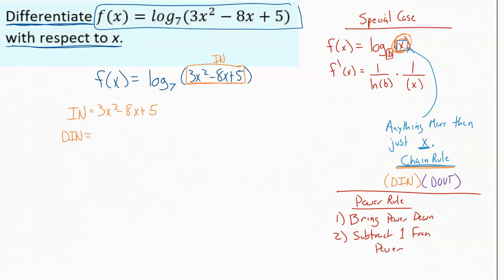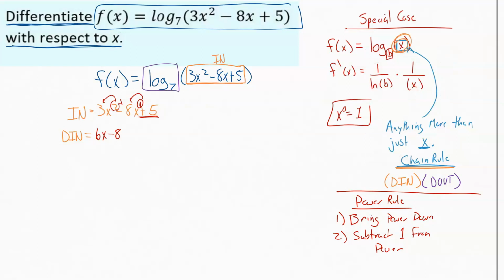So as we look at this problem, applying the power rule, we bring the 2 down. 2 times 3 gets us 6x. Subtracting 1 from the power gets us x to the first. Then we've got an unwritten 1 on this x. We bring that 1 down. 1 times negative 8 gets us negative 8. And then we end up with x to the 0. And as we know, anything to the 0 power, even x, is always 1. So negative 8 times 1 gets us negative 8. So we're done with that piece. And then the derivative of 5, the derivative of a constant, is always 0. So there's our d in, and now we go and look at the outside piece.